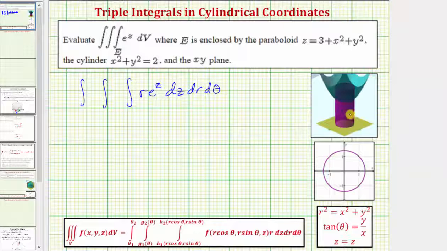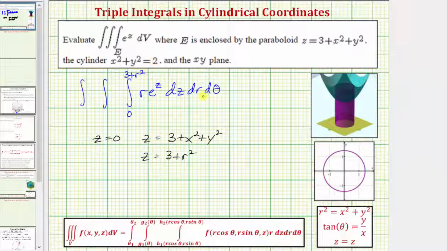Well, the solid region of integration is bounded below by the xy plane, which has an equation z equals 0, and above by the paraboloid given by z equals 3 plus x squared plus y squared. But we need to express z in terms of r and theta, so we'll perform a substitution for x squared plus y squared. x squared plus y squared is equal to r squared, so the region of integration is bounded above by z equals 3 plus r squared, which means the limits of integration for z are going to be from 0 to 3 plus r squared.